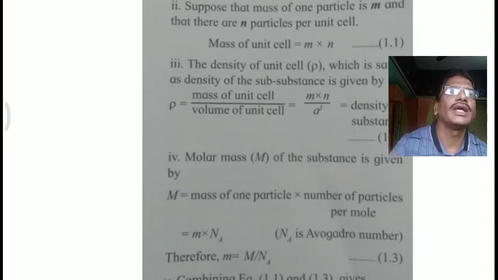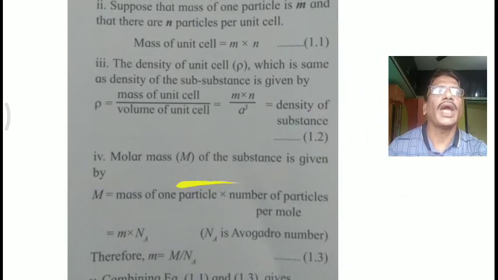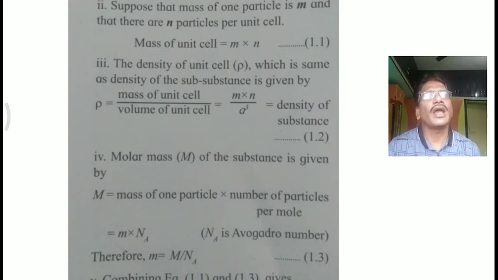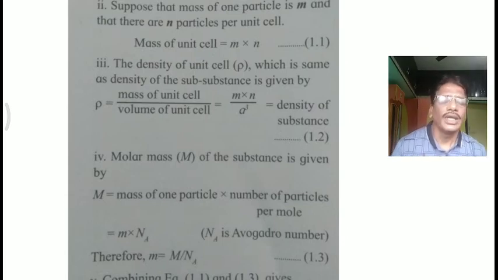Mass of unit cell is equal to m into n. How is that calculated? Mass of one particle is m, and the number of particles present in one unit cell is n. Then the mass of the unit cell is m into n.